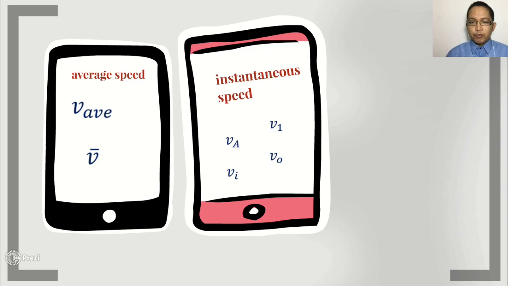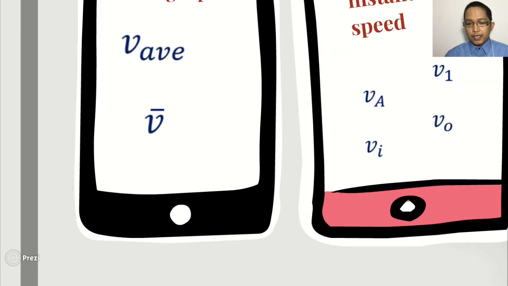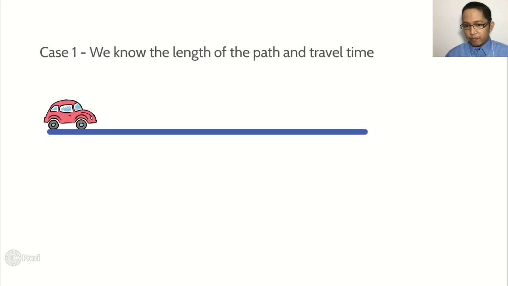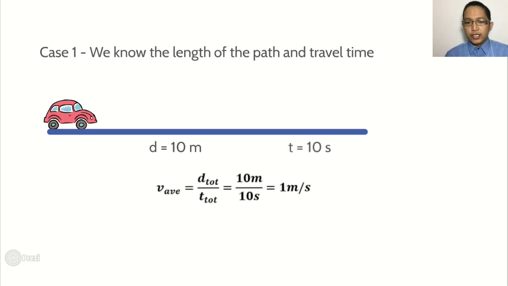Let us use the terms before we describe the third one. Let's start with the first scenario, where the entire length of the path is known and the travel time is also known. If we know that this 10-meter length is covered in 10 seconds, then we can immediately conclude that the average speed here is 1 meter per second. 10 meters in 10 seconds is 1 meter per second.